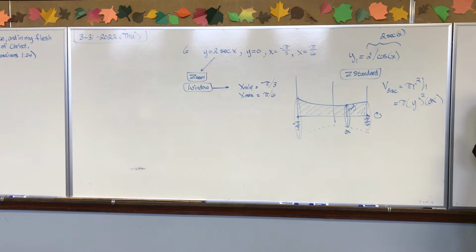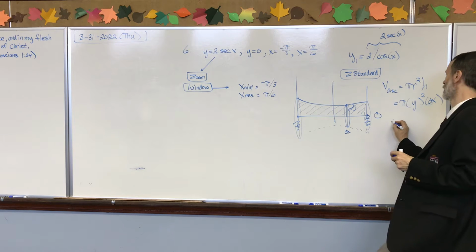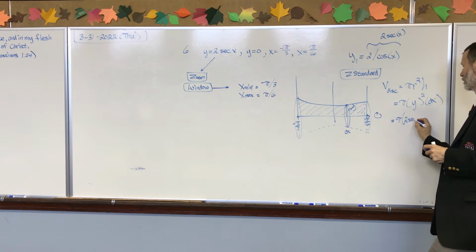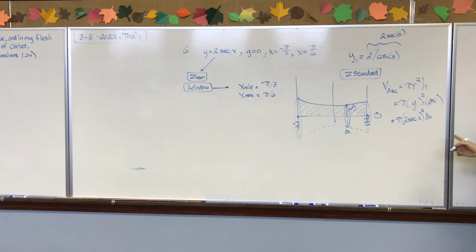Gentlemen, I am talking to you. They're different variables. What do you want to fix? We can fix the y because you can put in 2 secant x, squared. So you can have 2 secant x in parentheses squared dx. That at least looks better.